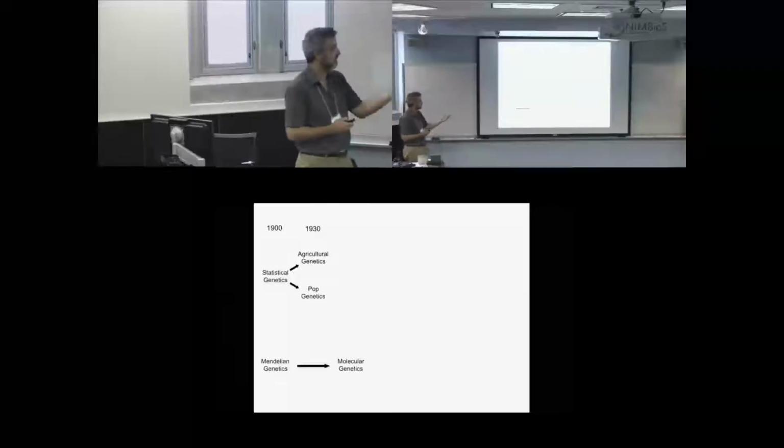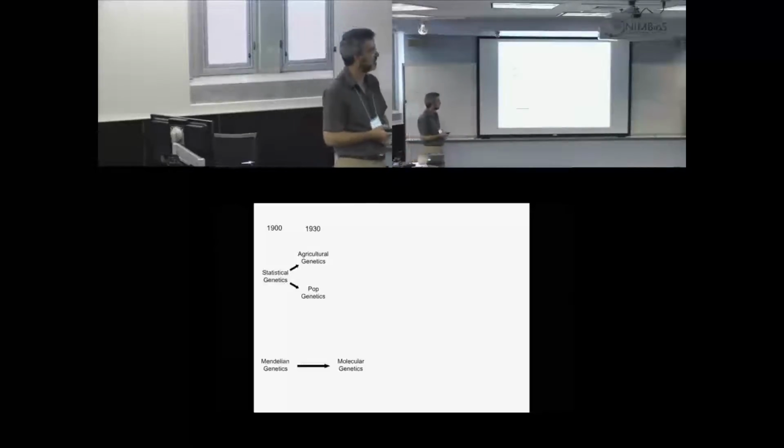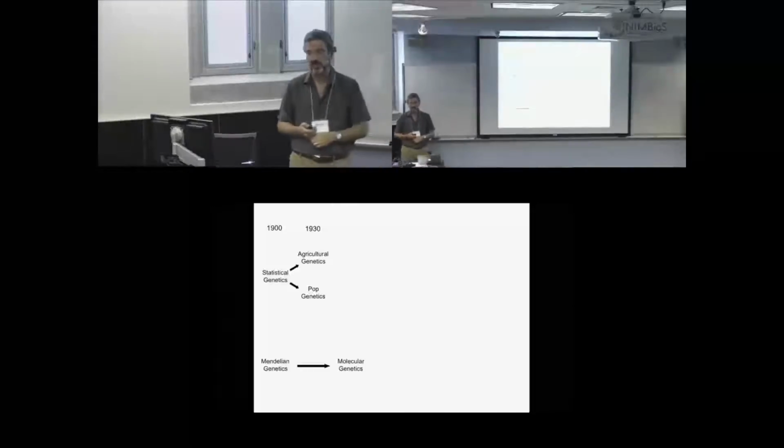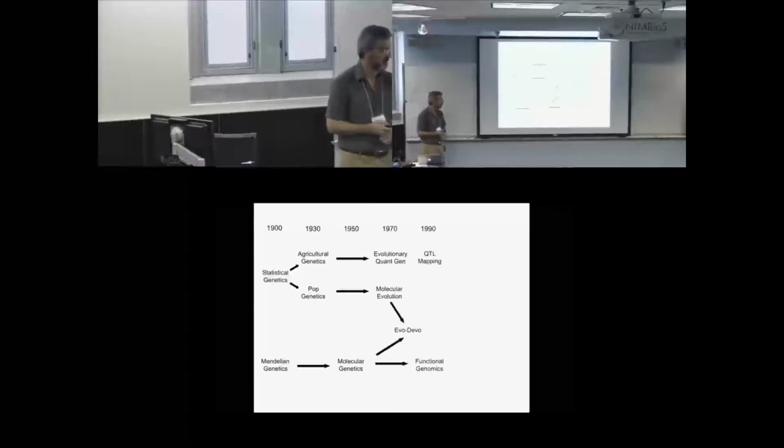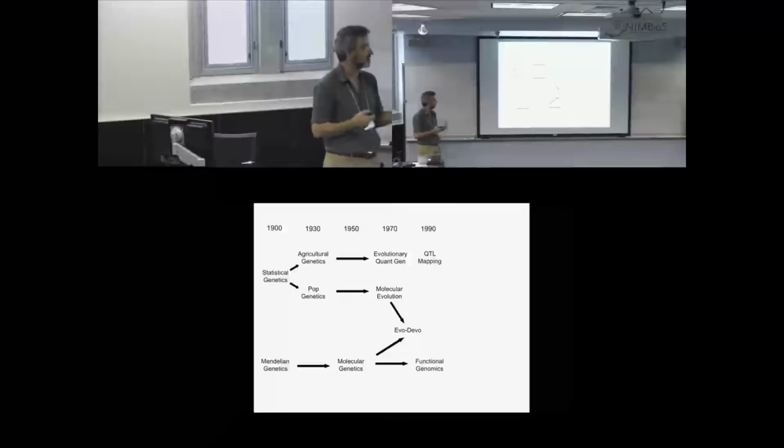And this schism has continued. Statistical genetics went on to form the basis of agricultural genetics and then population genetics. And then Mendelian genetics went on to form the basis of molecular genetics, because, again, the focus was on the material basis of inheritance. And these fields now are starting to re-merge occasionally.